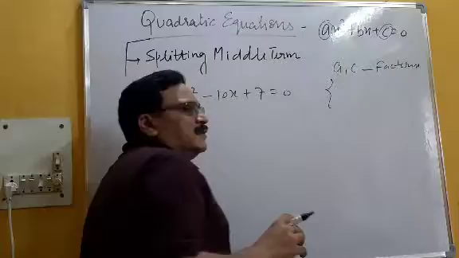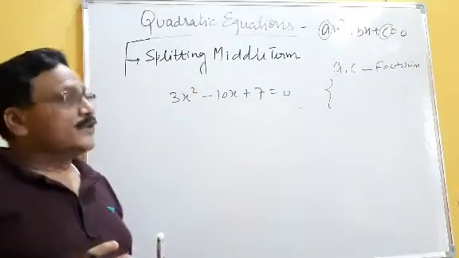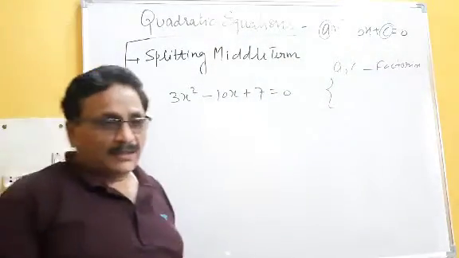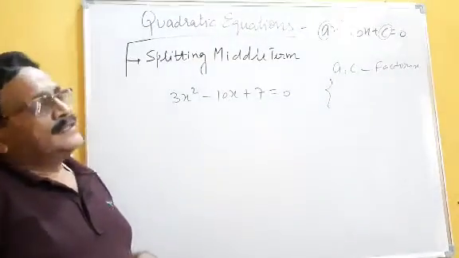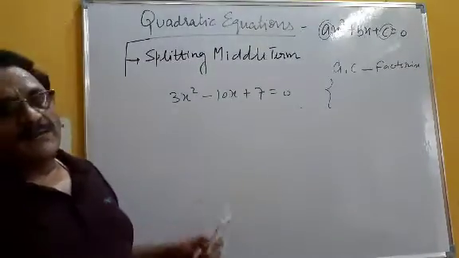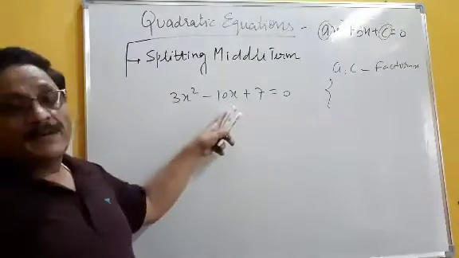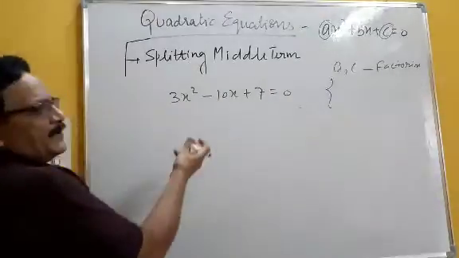Then we find two product forms. By using all the factors, you find two product forms and their sum or difference. Again, I am repeating: you will find all the factors of a and c, then you will convert them into two product forms. In that, their sum or difference should be equal to the middle term. Right?